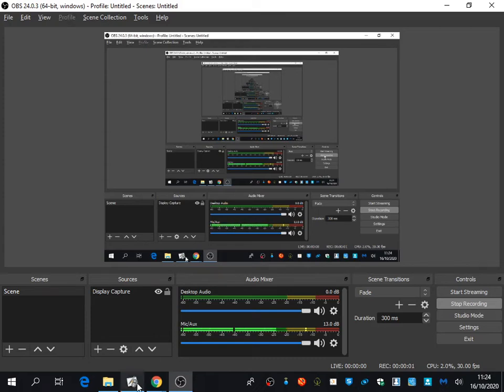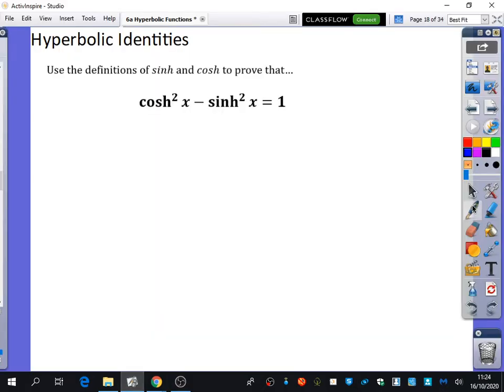So we are going to be looking at hyperbolic identities today, and these hyperbolic identities look familiar but different. Sometimes they look exactly the same, sometimes they look slightly the same as their trigonometric counterparts that we have. So this is an identity for hyperbolic ones. Normally, we would say sine squared plus cos squared is 1, or cos squared plus sine squared equals 1. But the identity that we have for the hyperbolic functions is cosh squared x minus sinh squared x is 1.